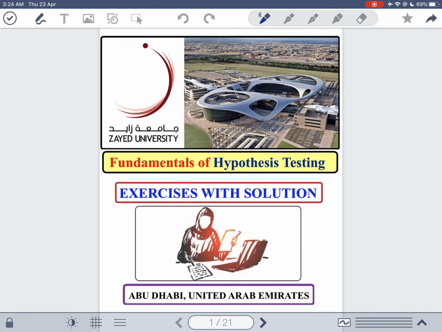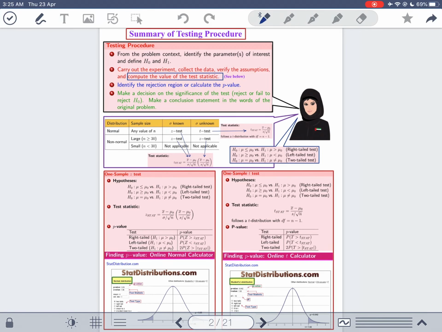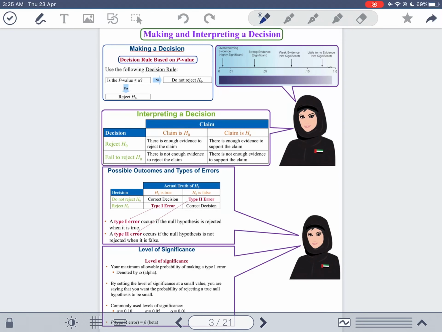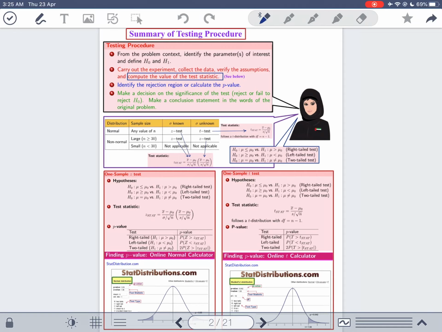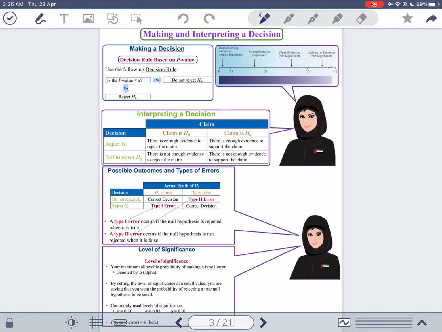Okay, in this lecture, we will be solving exercises on the previous lecture, Fundamentals of Hypothesis Testing. So we will start with a quick review that Lanoud prepared for you. It was in the previous lecture, but you find it here. It gives you everything that you need on hypothesis testing, these 2 pages. But of course, if you forgot something, please go back and watch the lecture on hypothesis testing.